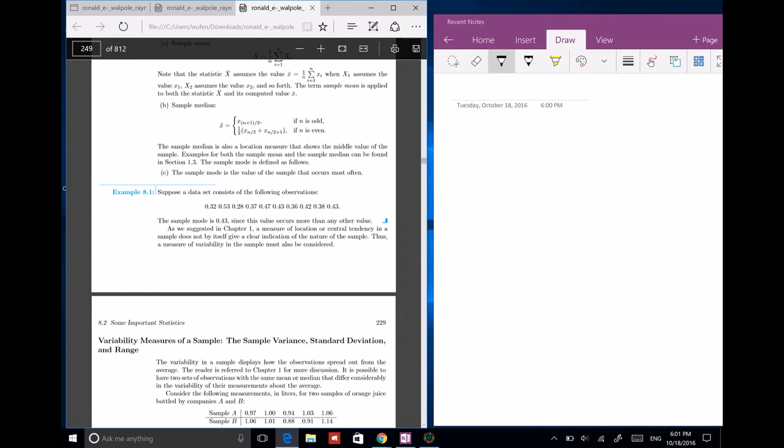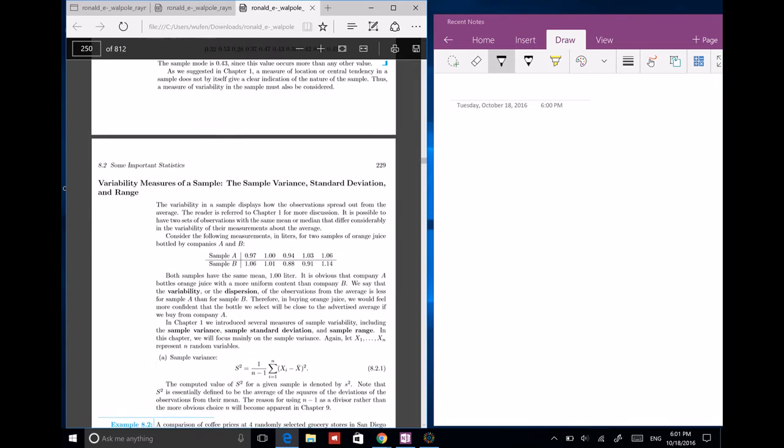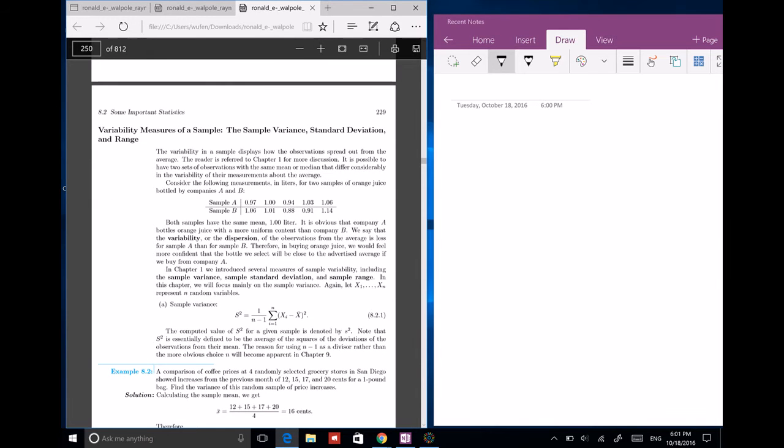Example 8.1 is pretty simple; you can look at that yourself. Next, variability measures of a sample. Also, we have the sample variance.